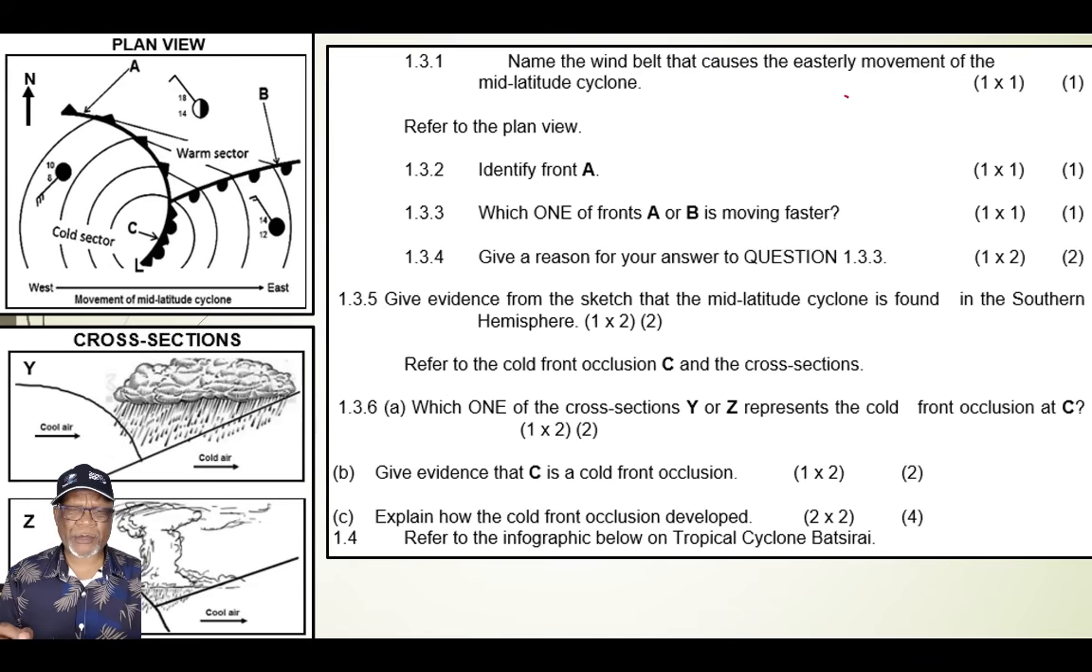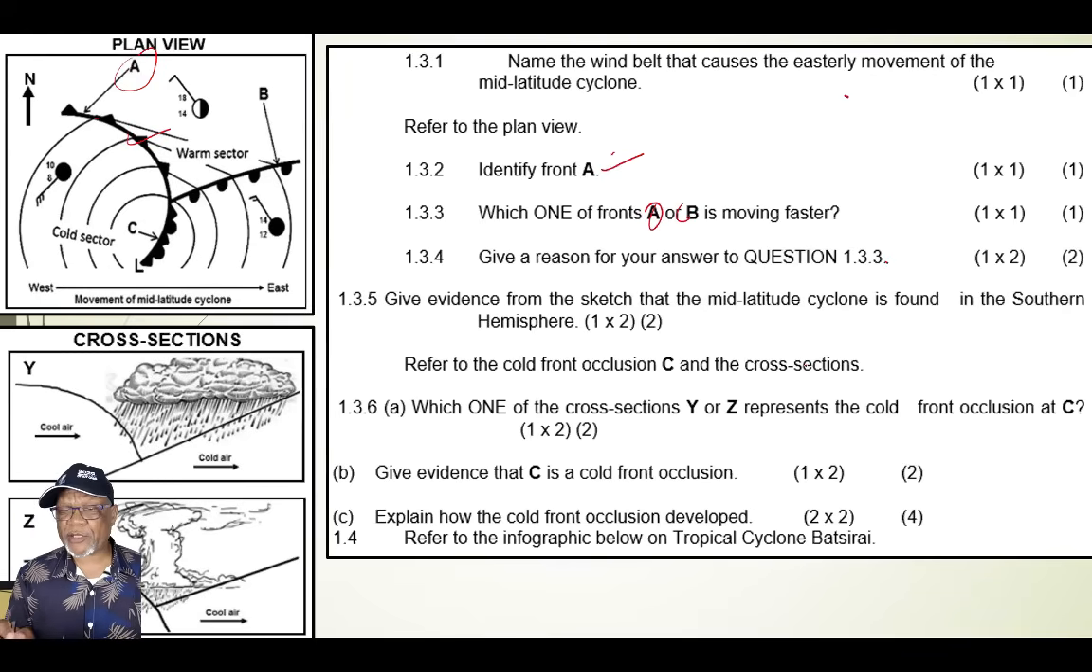And the other quite simple question, they say identify front A. This is your cold front. And which one of front A or front B is moving faster? We've already said it is front A, which is moving faster. Why is it moving faster? Because of the steeper gradient. And it's going to end up catching up, and therefore resulting in the stage called occlusion stage.